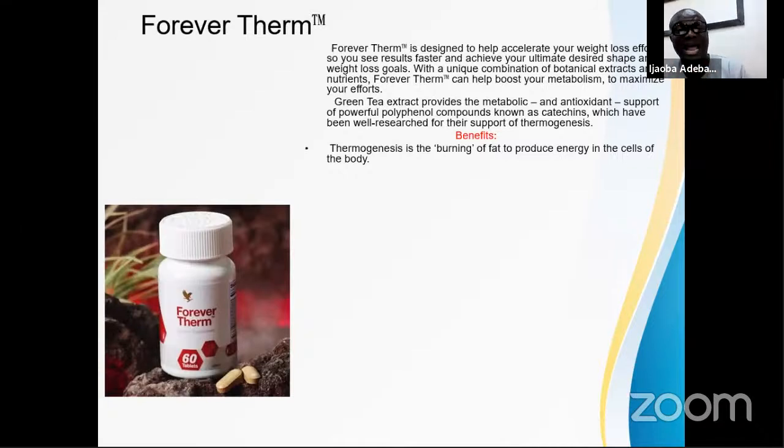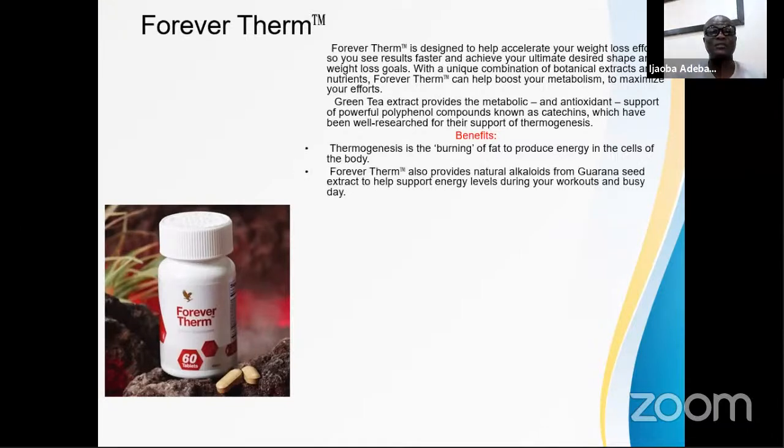So Forever 10 works through a process known as thermogenesis, the breaking down of fat to produce energy within the cell. That is the process that Forever 10 will fast forward in your system. So you notice that you have this energy about you when you take Forever 10.